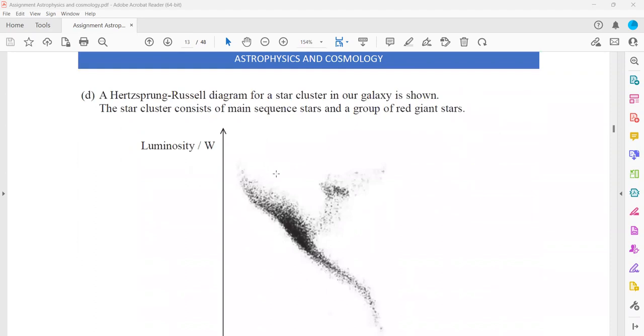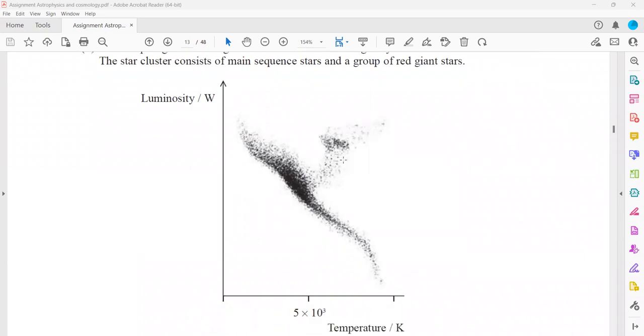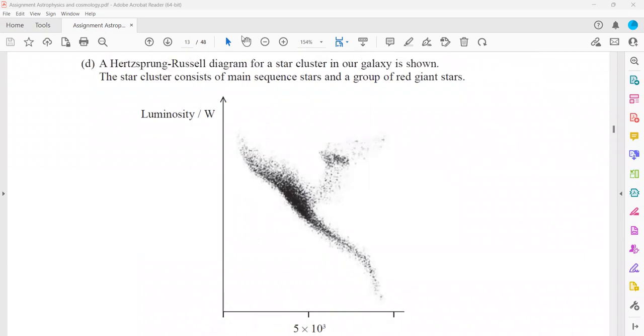The next one is the Hertzsprung-Russell diagram for a star cluster in our galaxy as shown. So you can see most of them are in the main sequence, and then this region is about the red giants.